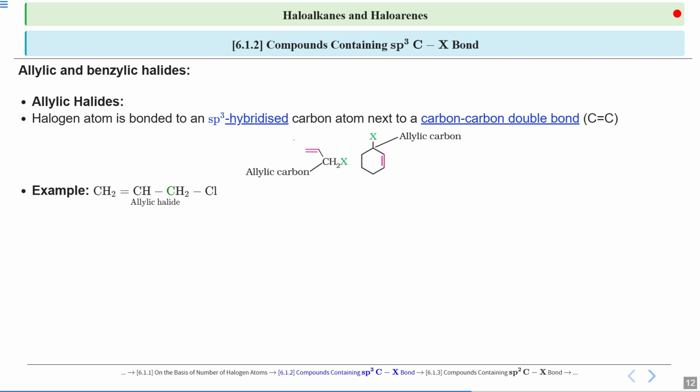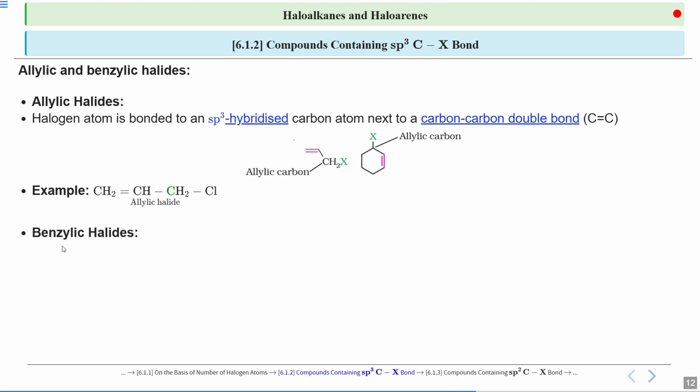So this is an example: CH2 double bond CH, single bond CH2, single bond CH. Okay, this is an example of allylic halide. How? This chlorine is a halogen and it is attaching with this green colored carbon, and this is a sp3 hybridized carbon. But this sp3 hybridized carbon is bonding with this carbon which is making double bond with another carbon. Okay, so here this green color carbon is an allylic carbon, and this is an example of allylic halide.